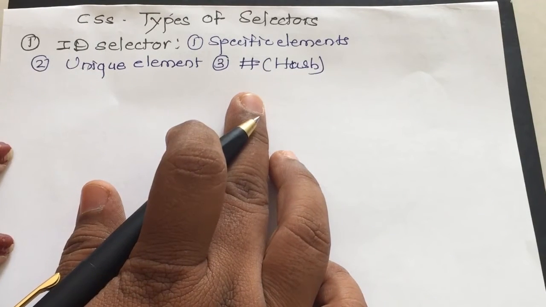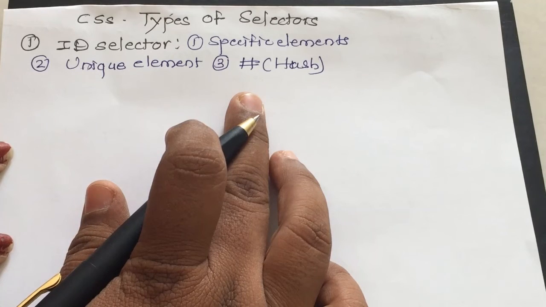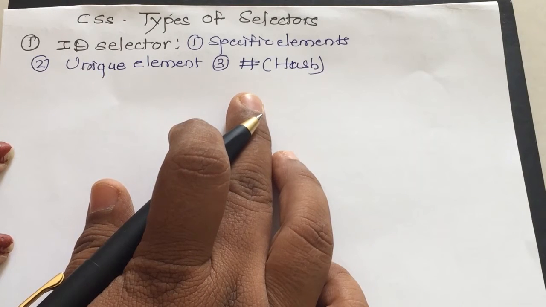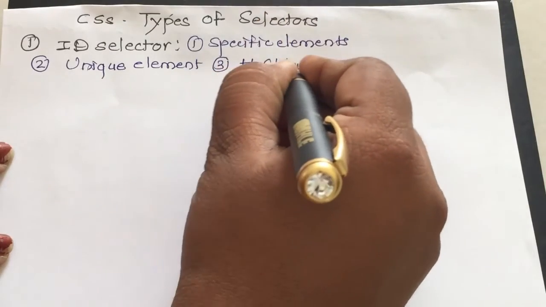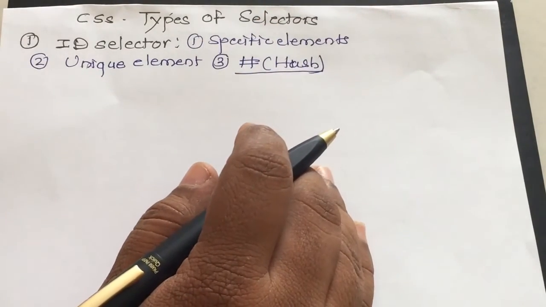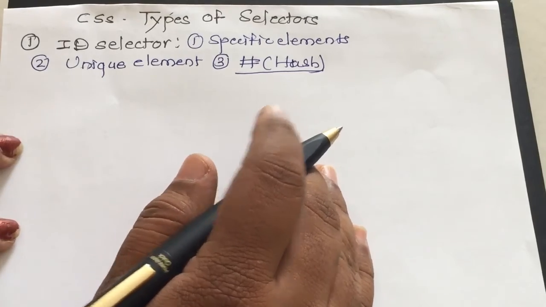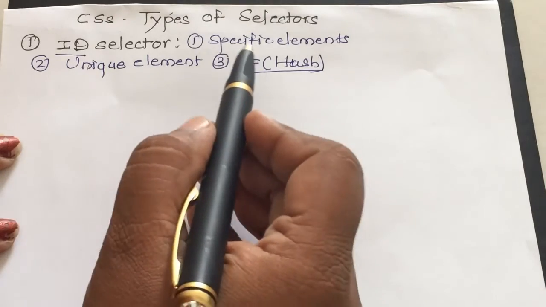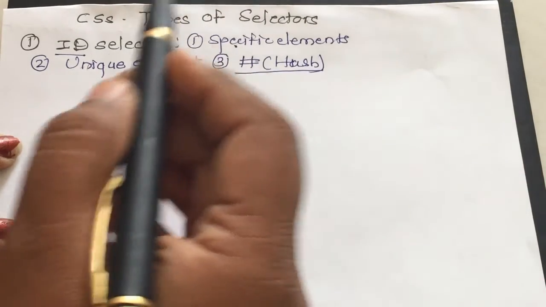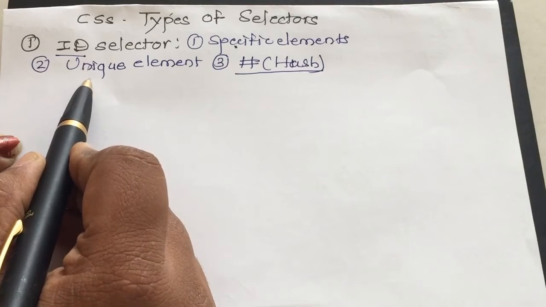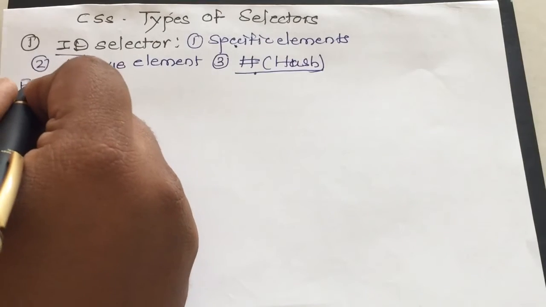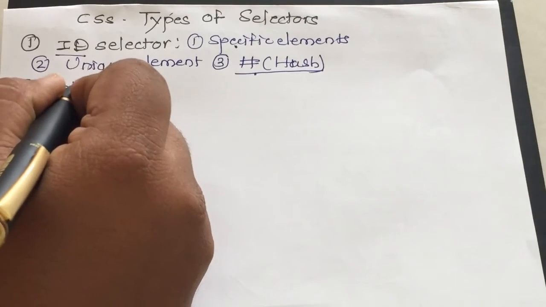In your 12th standard online examination, it is given in the fill in the blanks that dash sign defines ID selector. So the answer is the hash sign defines the ID selector. So here the hash sign is used to define this particular type of selector, that is the ID selector. Here it is used for specific elements, then it is also known as the unique element, and the hash sign is used. Now let's see the example of writing the ID selector.